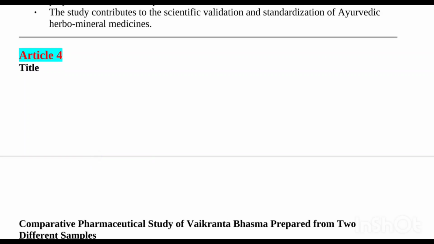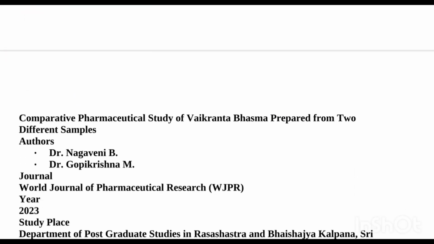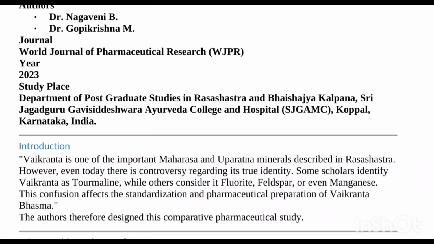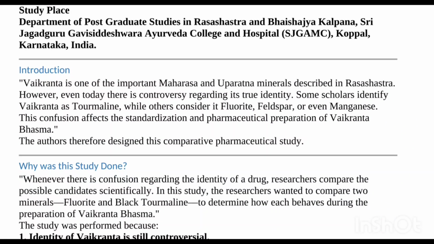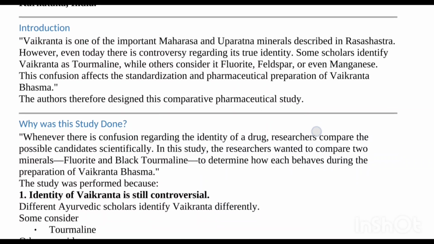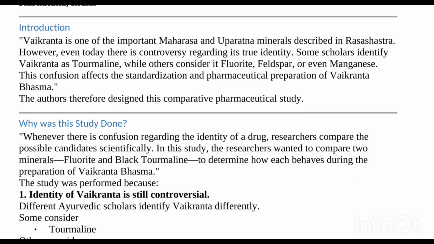Now we see the fourth article. The title is A Comparative Pharmaceutical Study of Vaikrant Bhasma Prepared from Two Different Samples. Vaikrant is one of the most important Maharatna and Uparatna minerals described in Rasa Shastra. However, even today there is controversy regarding its true identity. Some scholars identify Vaikrant as tourmaline, while others consider it fluoride, feldspar, or even manganese. This confusion affects the standardization and pharmaceutical preparation of Vaikrant bhasma.